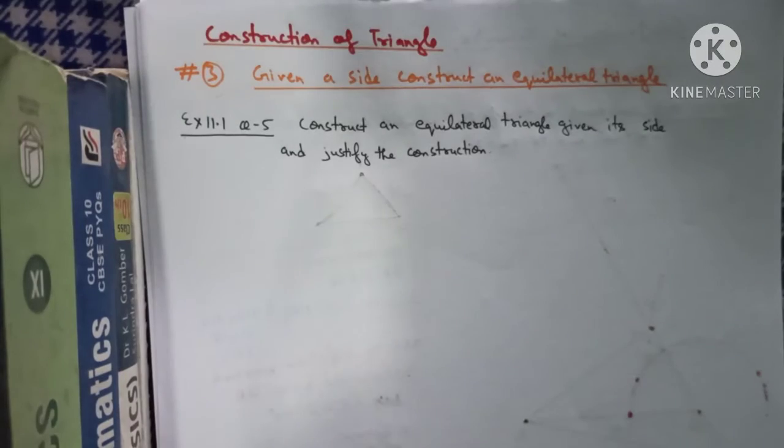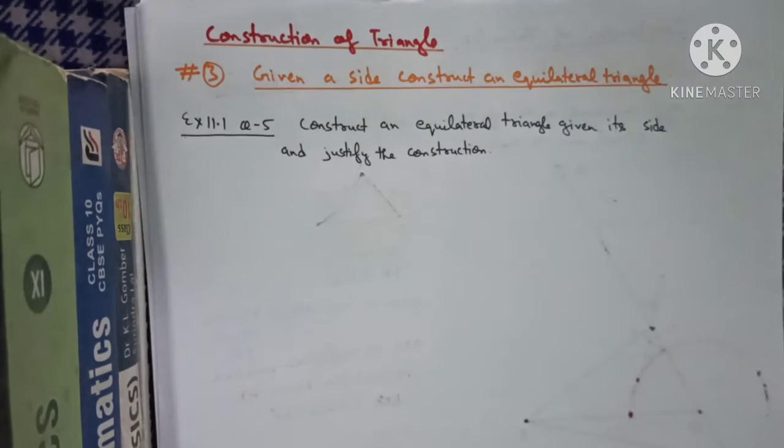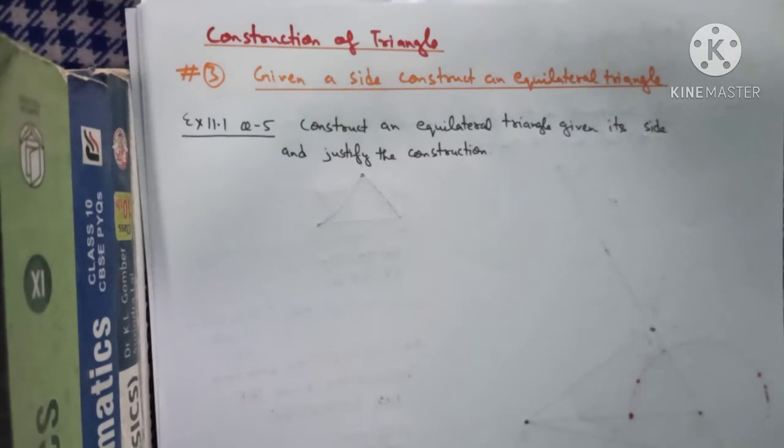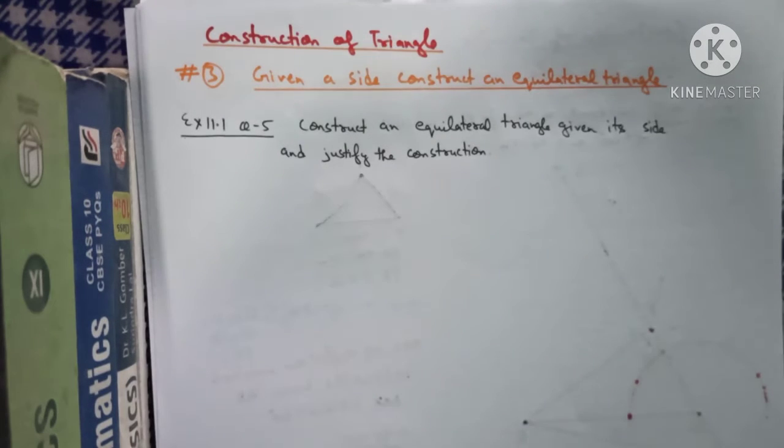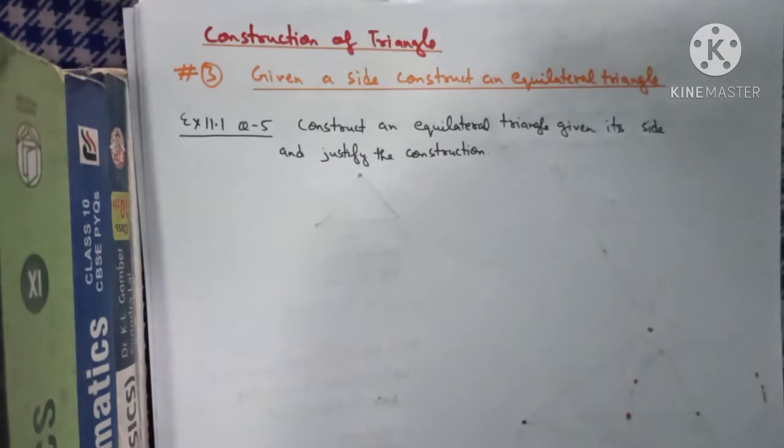Okay, now we will come to the third type of question, that is construction of an equilateral triangle when one of the sides of the triangle is given to you. This is very simple one basically. So let's say we have taken an example, that is question number 5 of exercise 11.1.